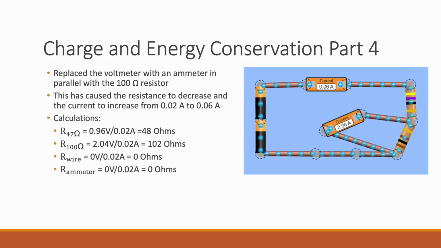Lastly, we replaced the voltmeter with an ammeter in parallel with the 100 ohm resistor. This has caused the resistance to decrease and the current to increase from 0.2 amps to 0.6 amps. Then I calculated the resistance. I did the voltage divided by current, so I got 48 ohms for the 47 ohm resistor, 102 ohms for the 100 ohm resistor, and 0 ohms for the wire and the ammeter.